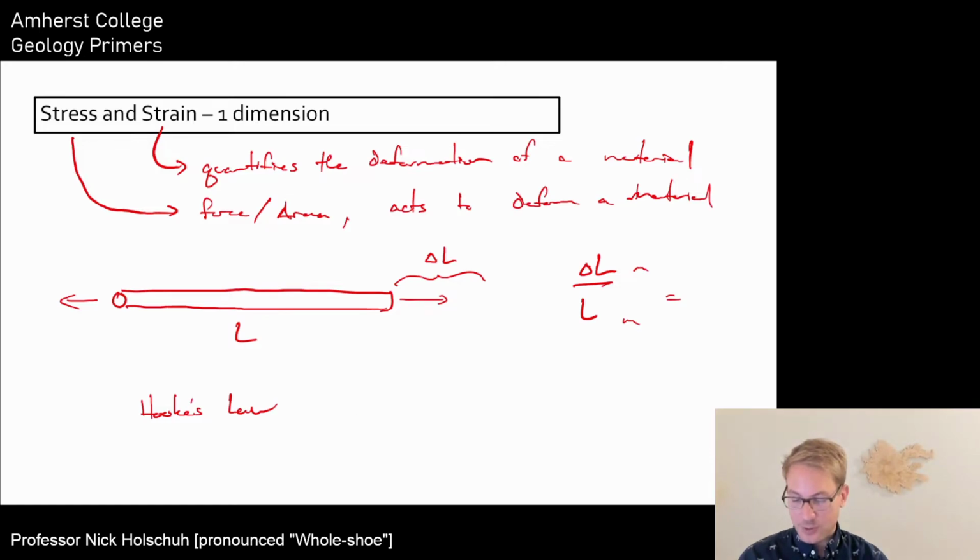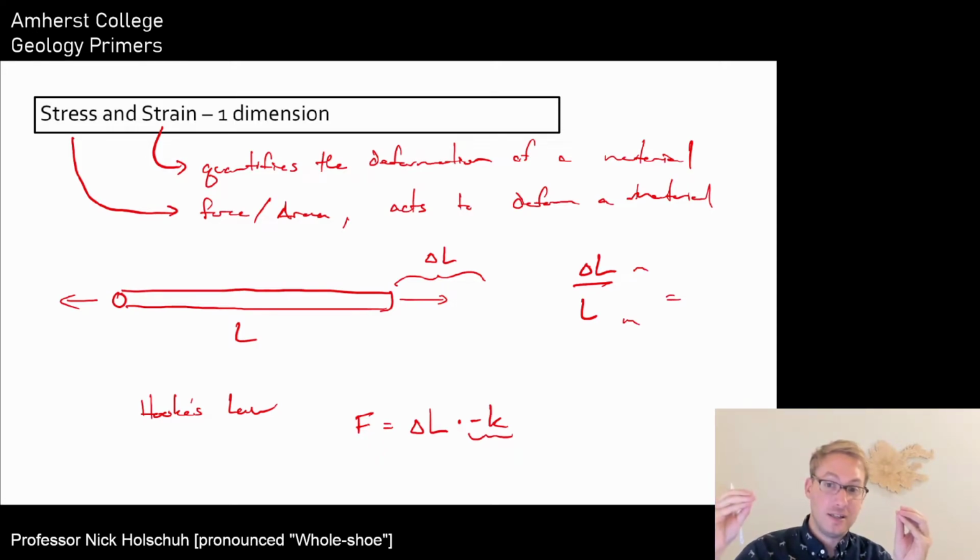Hooke's law says that when you apply a force, a spring will change length scaled by something called the spring constant, some constant value. You apply a stronger force, it will be a more deformed material. A lesser force, it will be a less deformed material.